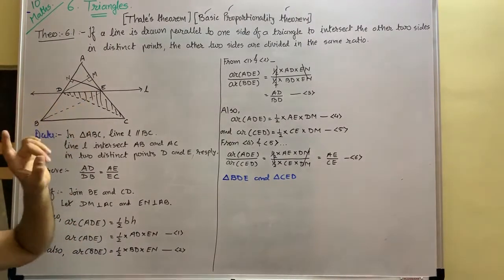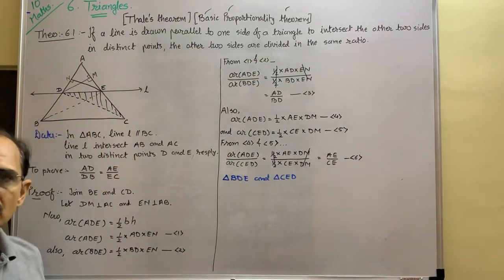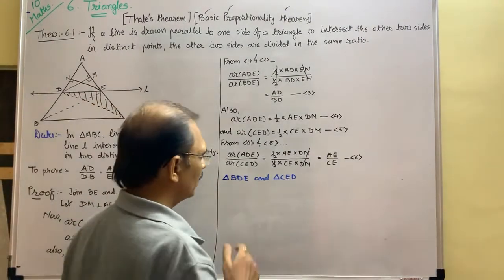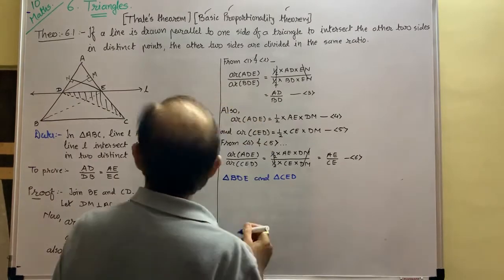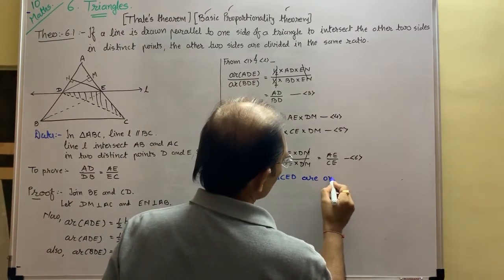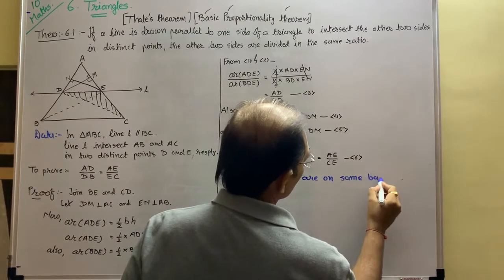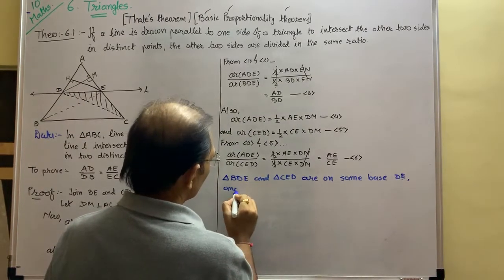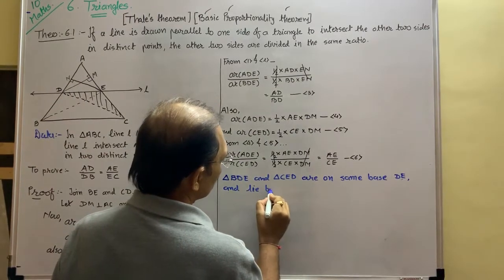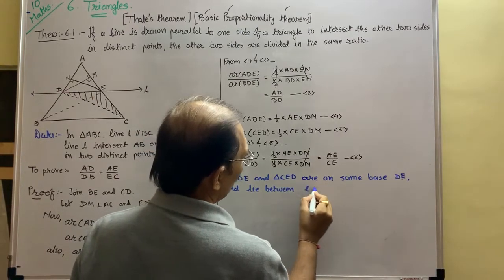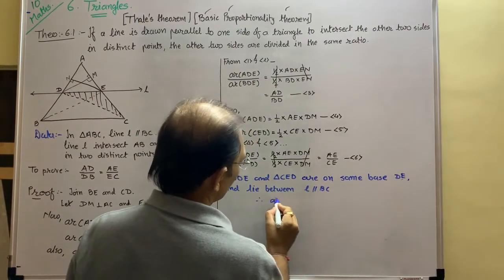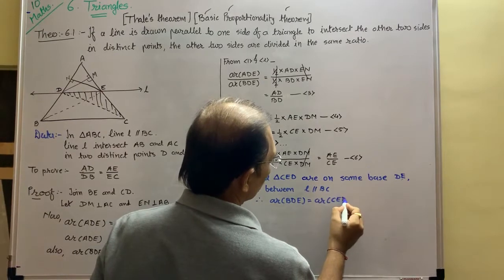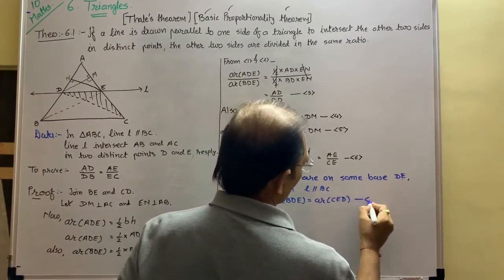That means two triangles which are on same base and lying between pair of parallel lines, then their areas are equal, that you have learnt in 9th standard. So here write this line, that triangle BDE and triangle CED are on same base DE and lie between L parallel to BC. Therefore, area of BDE equals to area of CED. Their areas are equal. Call it result number 7.